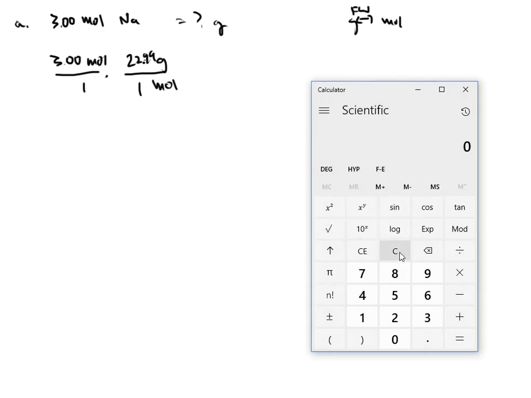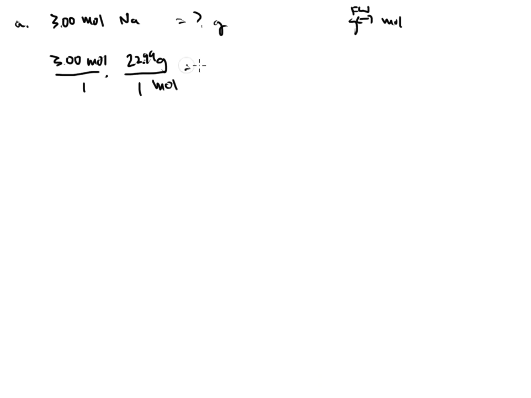So to solve this problem, I would take 3 and multiply that by 22.99, and that gives me 68.97. And that is in terms of grams. So if I need 3 moles of sodium in a laboratory, I need to measure out 68.97 grams of stuff to use, right? That's all there is to it. All right, let's do another one.